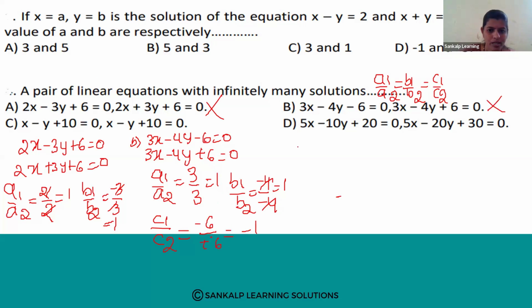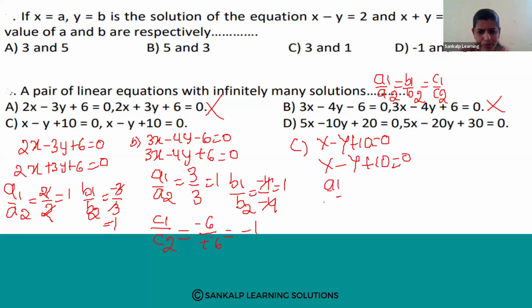Next, check this option C, x minus y plus 10 equal to 0. Yes. So, a1 divided by a2, a1 value is 1, a2 value is 1, so 1. b1 divided by b2, b1 value is minus 1, b2 value is also minus 1. Finally, minus minus will get cancelled, 1, 1. So, you will get 1 only.